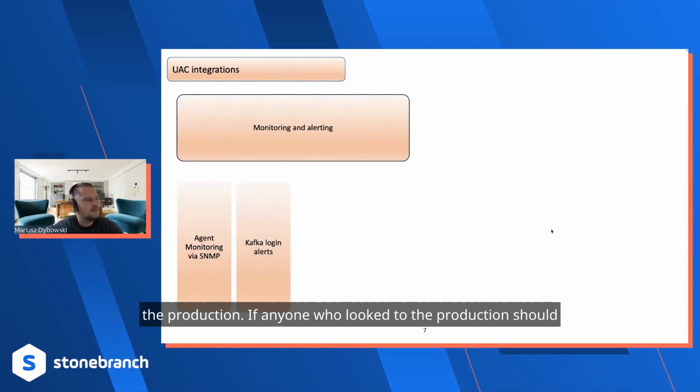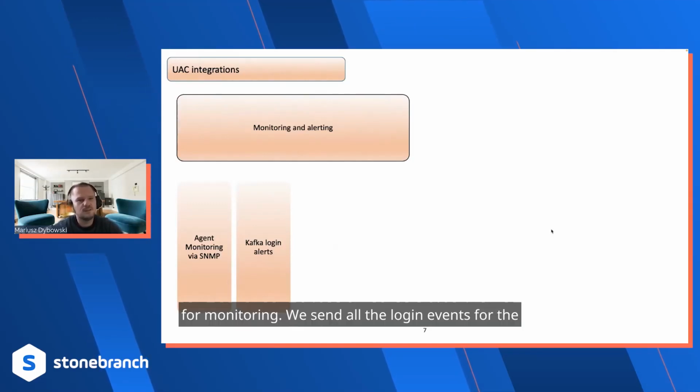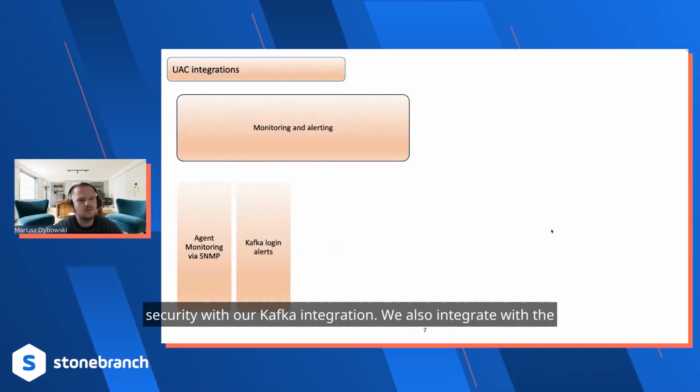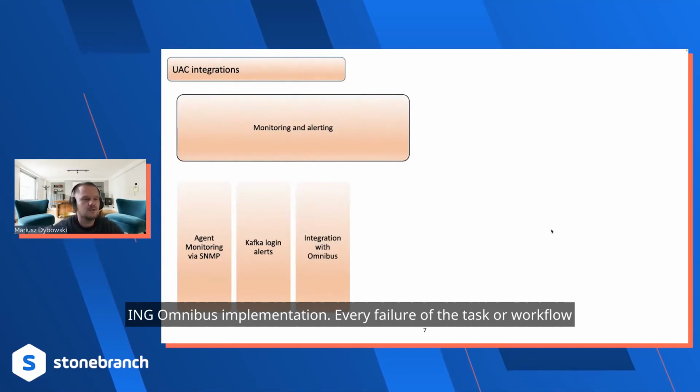For production, anyone who logs in to production should have a valid change or a valid incident for monitoring. We send all the login events from production to the Kafka queue, and the customer can build security with our Kafka integration.